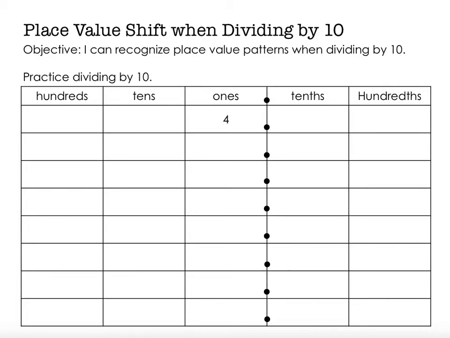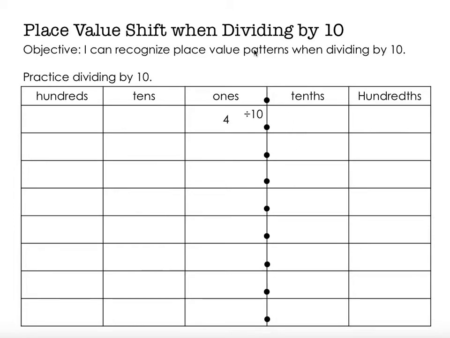So before, in a previous video, we multiplied by 10, and when we multiplied by 10, we shifted everything to the left to make it 10 times bigger. So 4 ones became 4 tens when I multiplied by 10. So when I divide by 10, I'm going to be making the numbers 10 times smaller. So instead of shifting to a larger place value, I'm going to shift to a smaller place value.